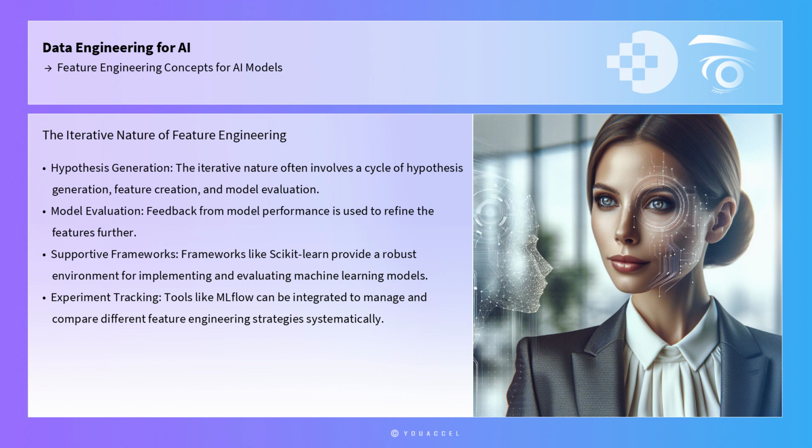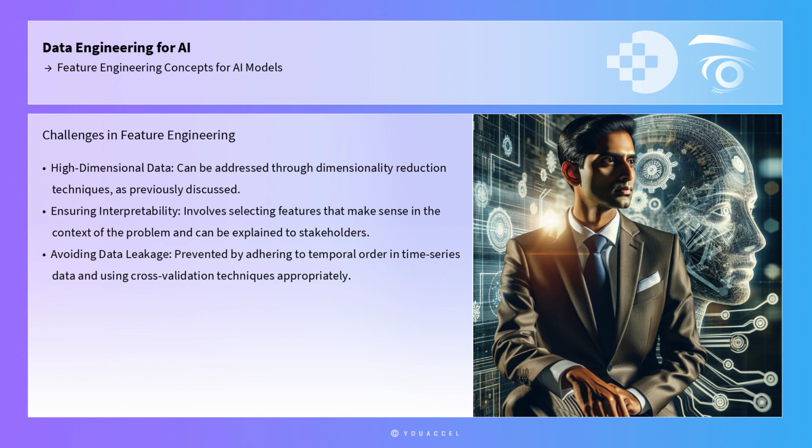The iterative nature of feature engineering means that it often involves a cycle of hypothesis generation, feature creation, and model evaluation. The feedback from model performance is used to refine the features further. This cycle is supported by frameworks such as scikit-learn in Python, which provides a robust environment for implementing and evaluating machine learning models. Experiment tracking tools like MLflow can also be integrated into this process to manage and compare different feature engineering strategies systematically. The challenges in feature engineering include dealing with high-dimensional data, ensuring the interpretability of features, and avoiding data leakage.